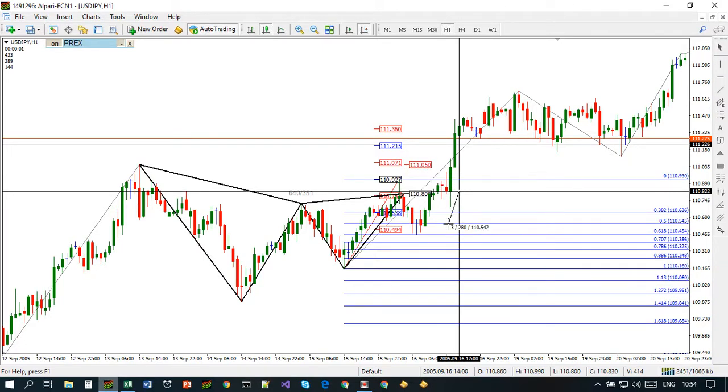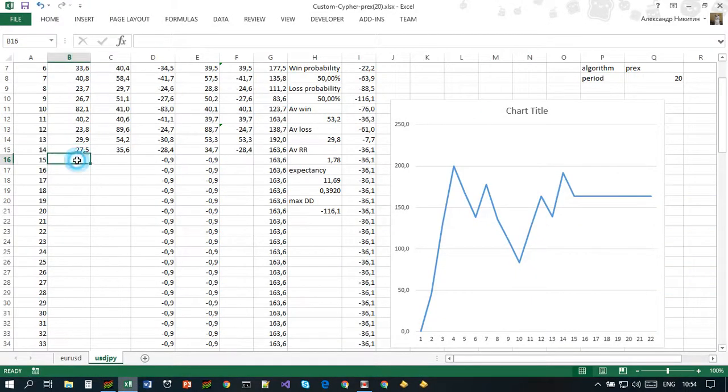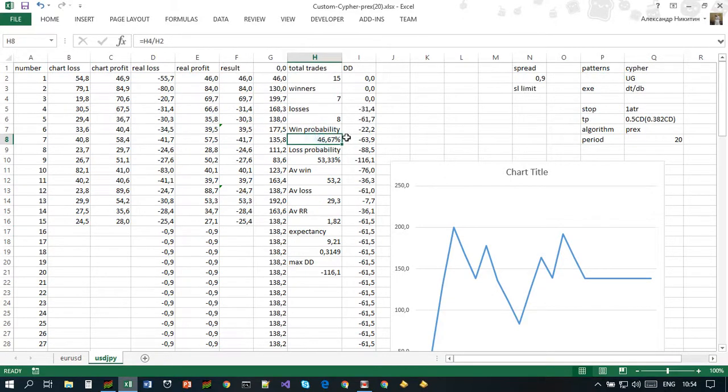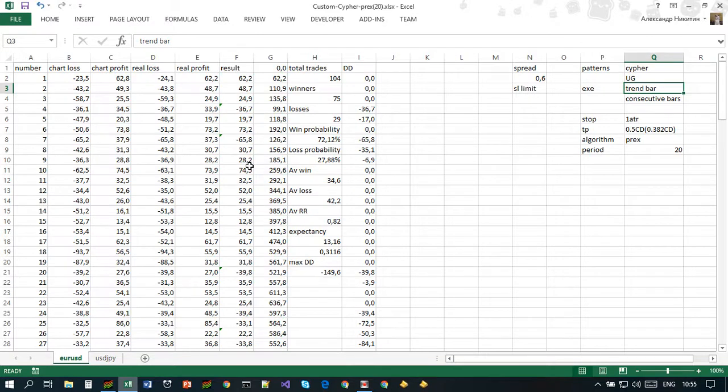24 and 5, 28 even, I suppose. 24, 5, 28, and this time it is a stop loss. The drawdown increases. Okay, so what is win probability? It is 46%. It is not very big. So the average risk reward is 1.82, much greater than the one from euro dollar when we use sharp reversals.